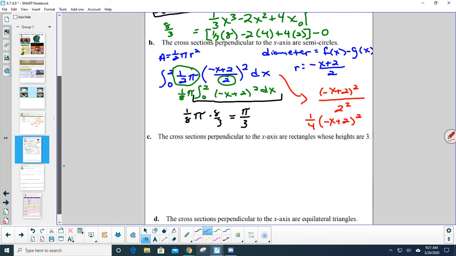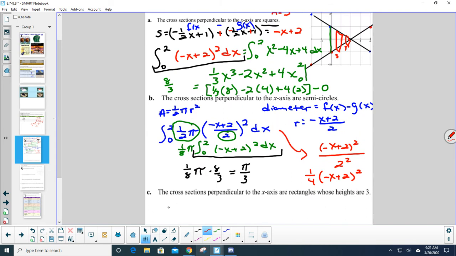So if I'm thinking about that, my area for this is going to be 3 times the width. Length times height, length times width, however you think about it. And my w, again going from top minus bottom, is f of x minus g of x.